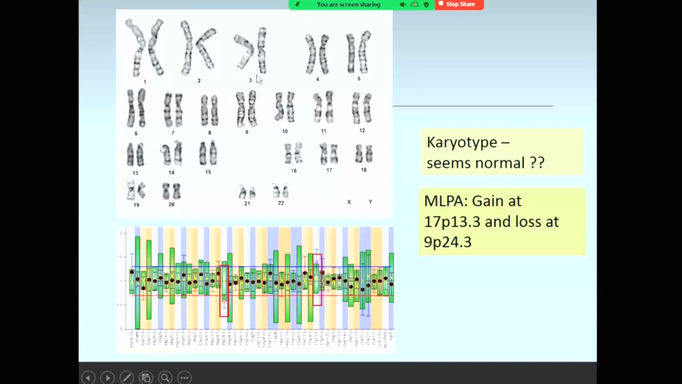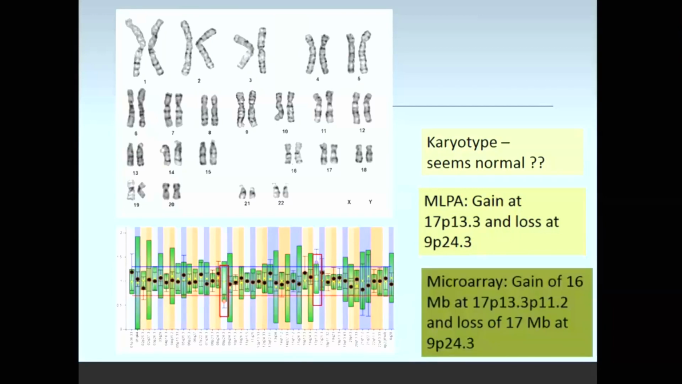So why were this gain and loss not visible on karyotype? Maybe the size is less than 5 MB, that is below the resolution of karyotype. In that case, karyotype will be normal in spite of imbalance. Then we did microarray, and on microarray we saw that the gain is 16 MB and the loss is 17 MB. So the size is almost similar. There may be some subtle differences in the banding pattern.